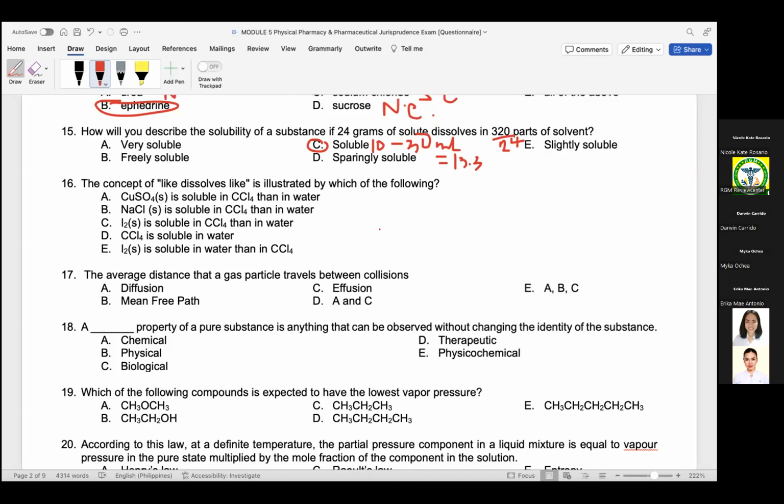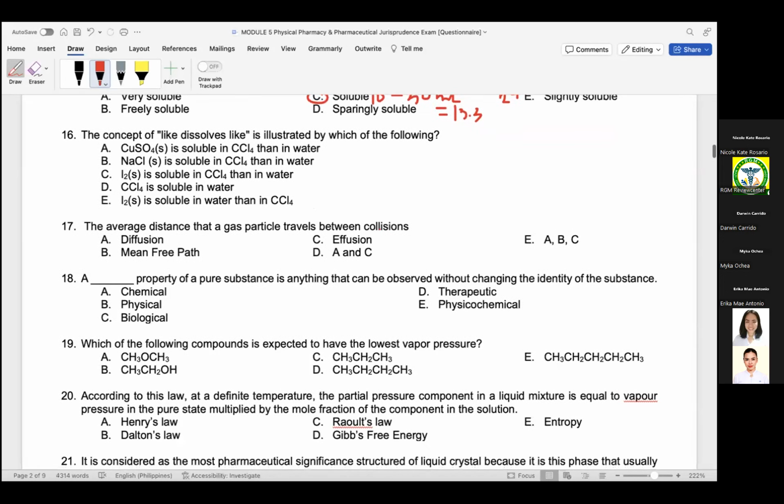Okay? Next, number 16. The concept of like dissolves like is illustrated by which of the following? So we are talking about the polarity here. So letter A, cupric sulfate is soluble in carbon tetrachloride than in water. So cupric sulfate is a salt. May positive, may negative. Saan niya mas gustong matunaw? Siyempre, sa may mga positive and negative din.